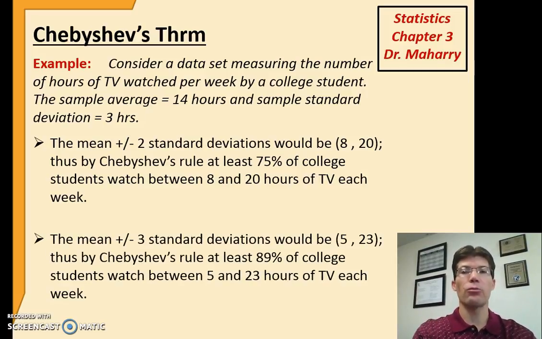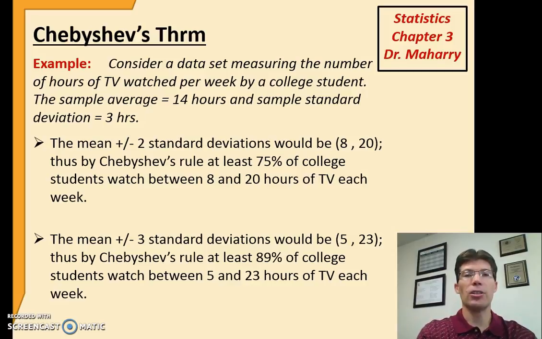Similarly, if I looked at 3 standard deviations, that would be plus or minus 9. 3, 6, 9. So that would be from 5 to 23 hours of TV. And 1 minus 1 over k squared here gives me 89%. So at least 89% of college students watch between 5 and 23 hours of TV each week.